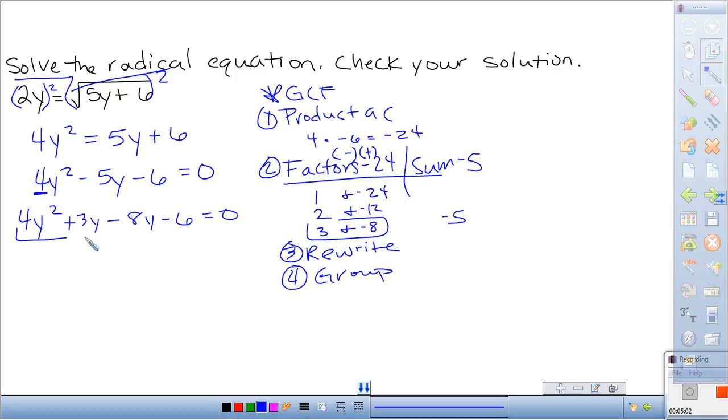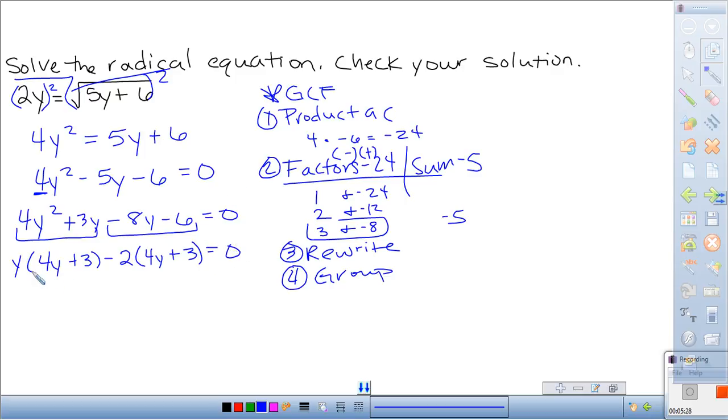So I have the first two terms and the last two terms. The GCF of 4y squared and 3y is just y. y times 4y is 4y squared. y times 3 is 3y. Then here we have to pull out a negative to get rid of those negatives because these are both positive. So I'm going to pull out a negative 2. Negative 2 times 4y is negative 8y, and negative 2 times 3 is negative 6.